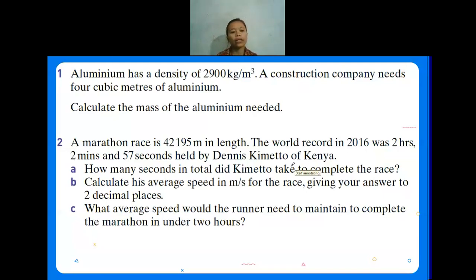So, Teacher, this one, which page? Sorry, which page? Page 59, 59. Okay. 59, 59.